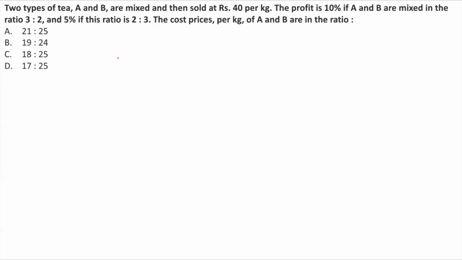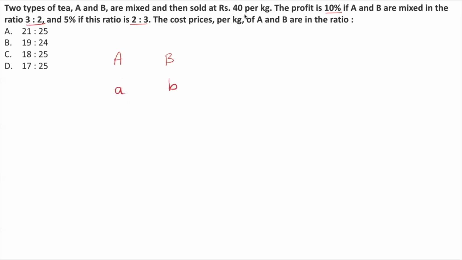All right, so we have two types of tea, A and B. They are mixed and sold at rupees 40 per kg. The profit is 10% if A and B are mixed in the ratio 3:2 and 5% if the ratio is 2:3. The cost prices per kg of A and B are in the ratio. Okay. So let the cost prices of A and B be small a and small b rupees per kg respectively.